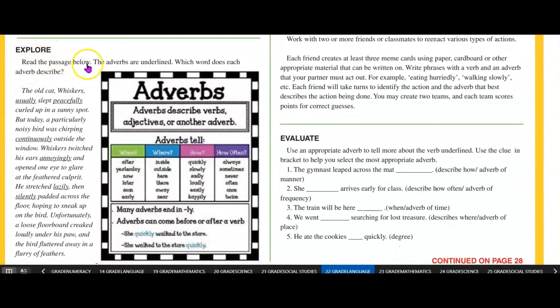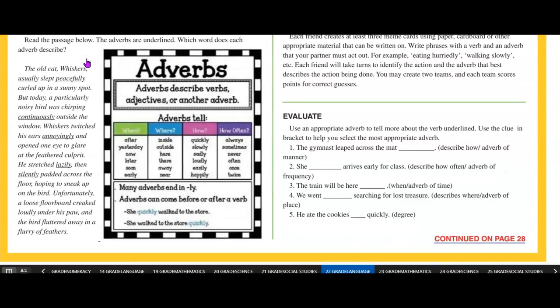Explore. Read the passage below. The adverbs are underlined. Which word does each adverb describe? The old cat Whiskers usually slept peacefully. So usually describing the sleeping, and peacefully. So the old cat Whiskers usually slept peacefully, curled up in a sunny spot. But today, a particularly noisy bird was chirping continuously outside the window, telling us how the chirping is happening.